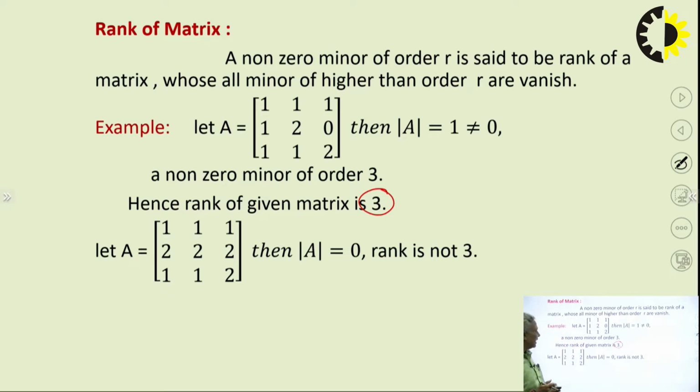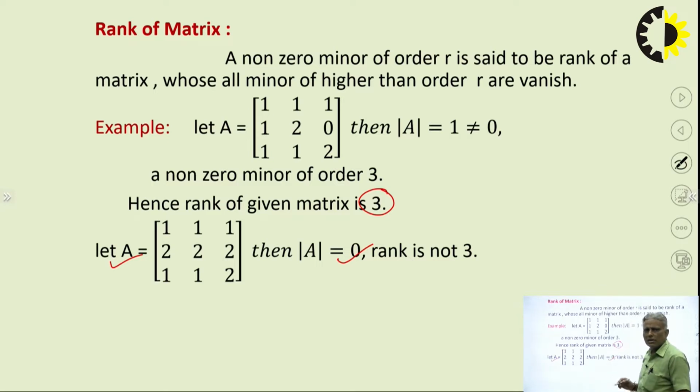Suppose we consider another example here. Let A be equal to this matrix, and the order of this matrix is 3 by 3. First of all, calculate the determinant of this matrix, right, and that is 0. That means the rank is not equal to 3. So the rank may be 2, or the rank may be 1 here.